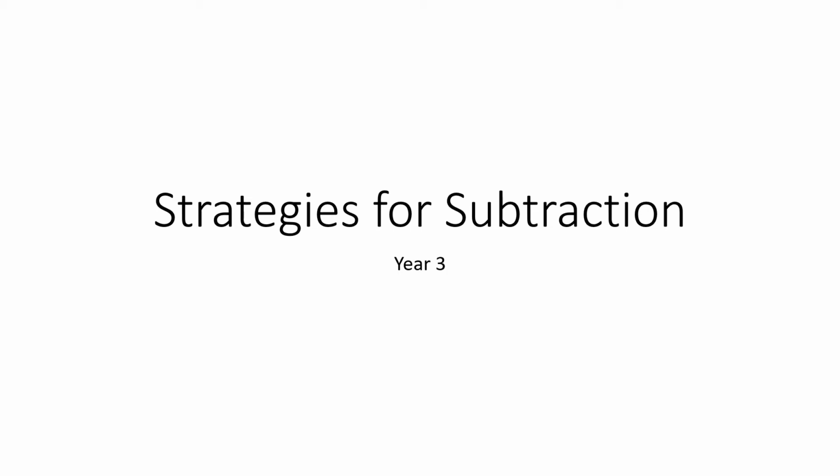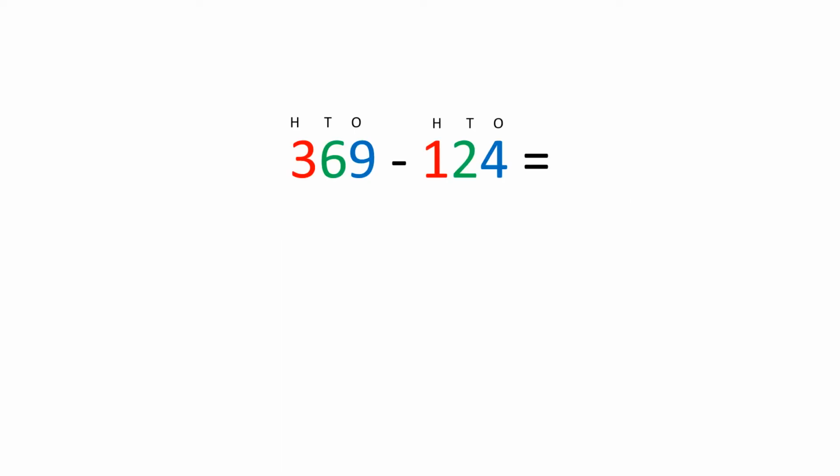This video will look at the two strategies for subtraction which are taught in Year 3, the SMILE method and column subtraction. Let's look at this equation, 369 subtract 124. Before we can solve this equation, we must decide which strategy is the most efficient. If the equation does not require regrouping, the SMILE method is most efficient, whereas if the equation does require regrouping, column subtraction is the most efficient.